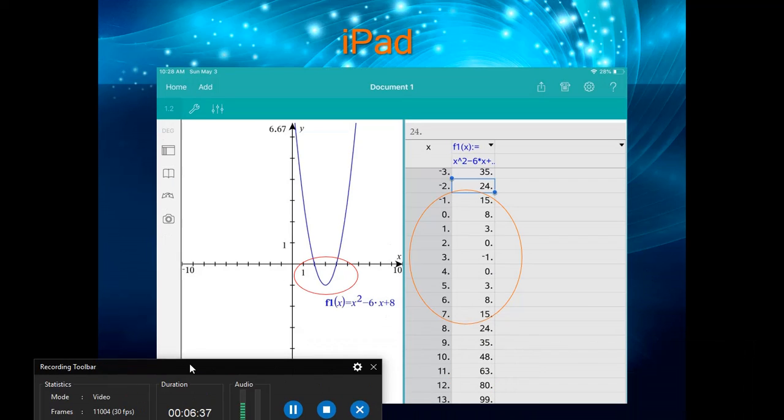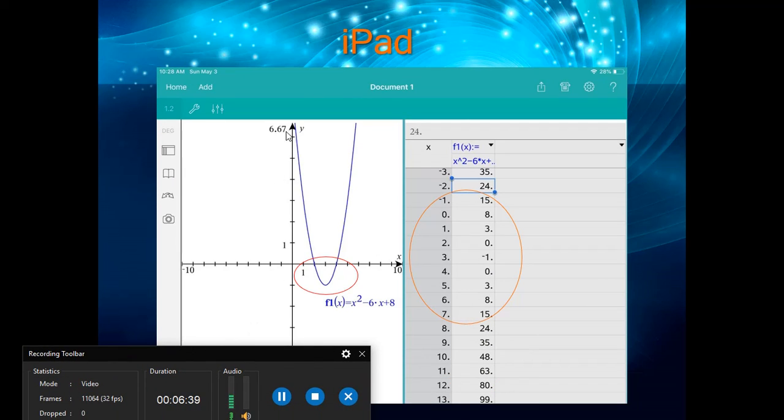Your iPad also has the ability to display a table. So you're going to select the wrench, and then you're going to select table, and then split screen table. You might not be able to see the turning point, but you can use your finger to scroll up and down on this table on the right-hand side. It looks as though my parabola is turning at +3 on the x-axis.